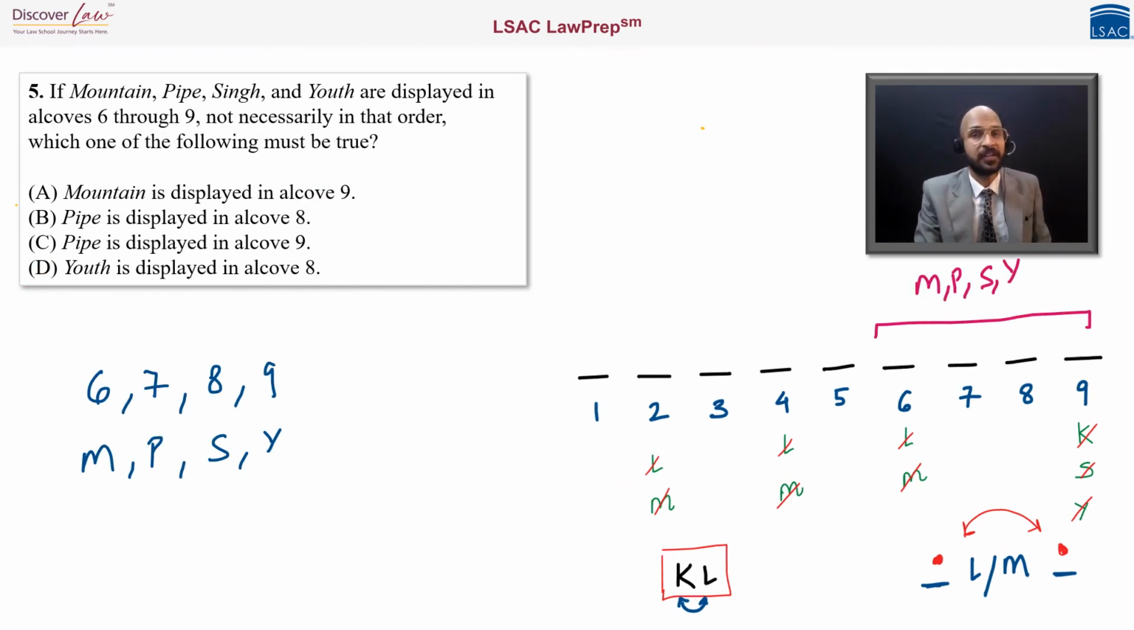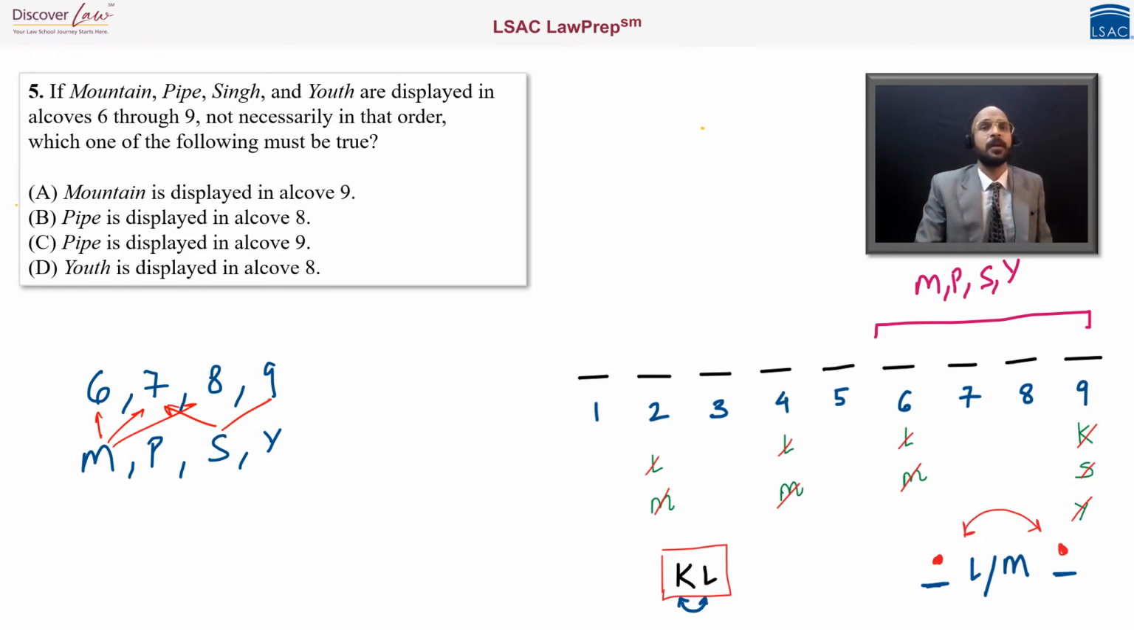Okay, question number 5. It's slightly tricky, slightly challenging, requires you to pay attention. Pause the video and try it by your own self first. Alright, let's look at it together. Now, you can see here that M, P, S and Y are to take these positions 6, 7, 8 and 9, but not necessarily in that order. What that means is that maybe you could have M in position 6 or M in position 7 or M in 8, S in 7, right?